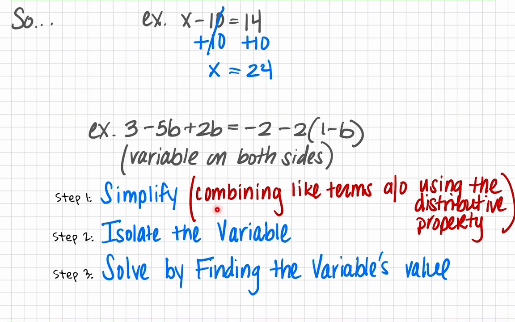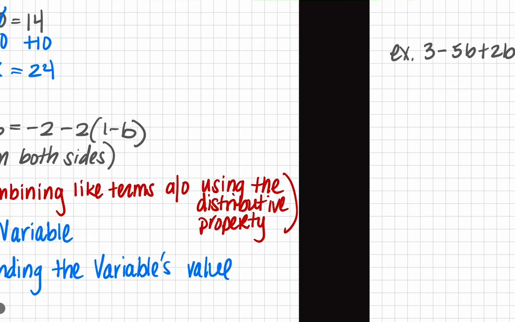And combining like terms and or using the distributive property, which I'll explain later on in this video, are ways that you simplify. Once it's simplified, it's similar to the last example with only one variable. You're going to isolate the variable and you're going to solve by finding the variable's value.